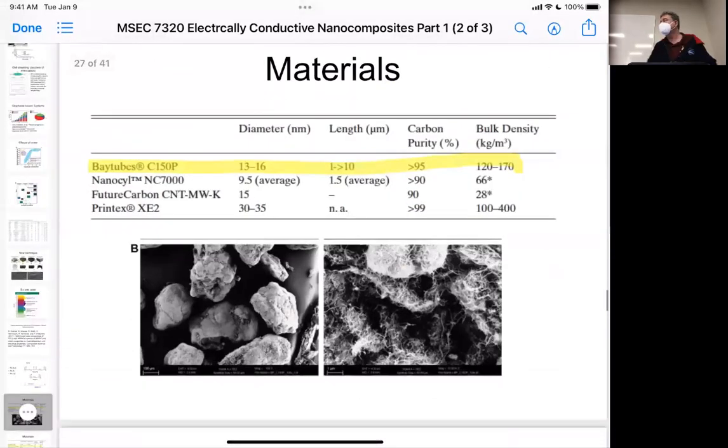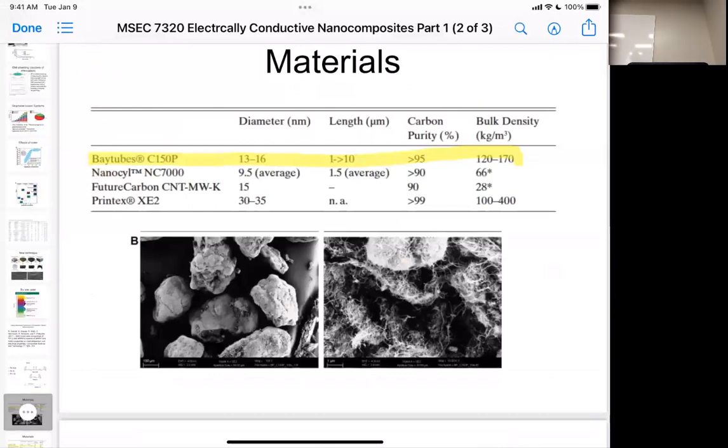Okay, so the materials that they're choosing, they're going to compare 4 different materials that they have. The first one is the Baytubes, around 15 nanometers in diameter, but pretty long, up to 10 micrometers long. We'll see that this has a nice fibril structure here, but this is the blow up of these particles. It kind of comes as an aggregated particle.